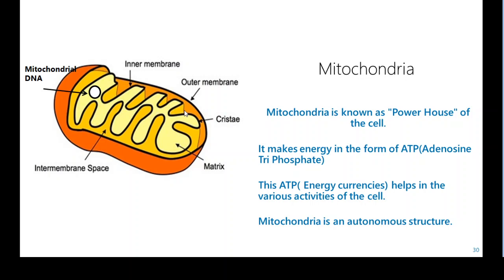The organelles we have seen previously, like lysosomes, ribosomes, or the Golgi apparatus, do not have their own DNA. They depend upon the cell's DNA to carry on their function. But mitochondria does not depend completely upon the DNA of the cell. It has its own DNA. That is why mitochondria is known as a semi-autonomous structure.